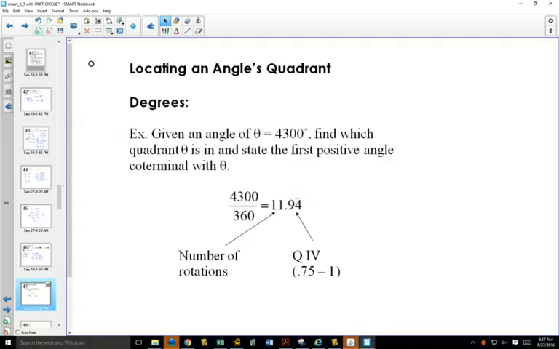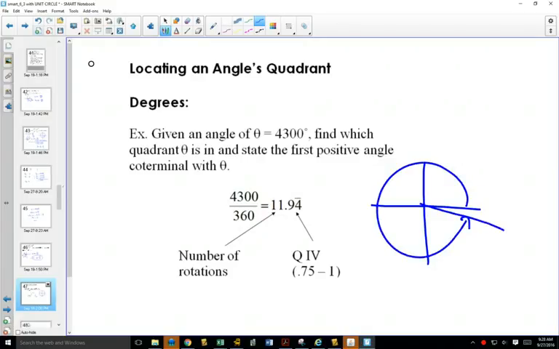And probably the ways without the calculator are going to be more important because they're going to come up more often on the exam. But if you had an angle of 4,300 degrees and you had to figure out what quadrant it's in, with your calculator you could divide by 360 to find out how many full times it's gone around. And your decimal comes out to 11.94. It's done 11 full revolutions and then another 0.94 around, that's like going 94% around. That's almost 12 full revolutions.